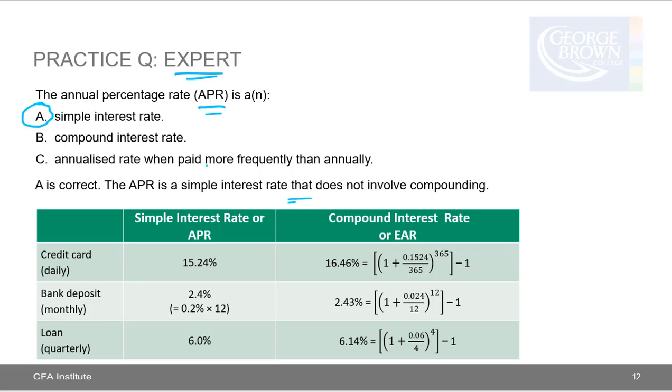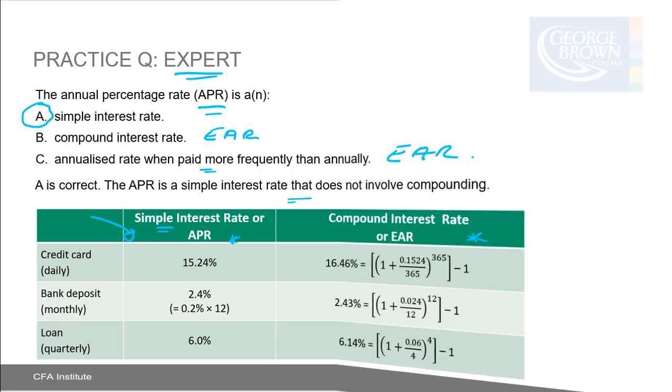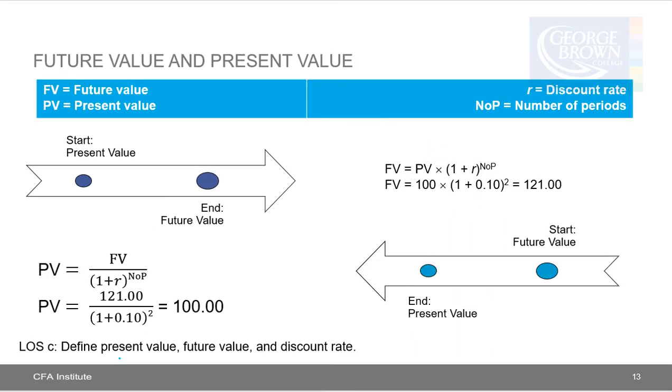So I just brought the table from the previous slide. You can see simple interest rate, or APR, and the compound interest rate, or EAR. So this relates to EAR, and this also relates to EAR. It's an annualized rate when paid more frequently than annually. I think you would agree that that question is not too difficult if you go through the material at a proper level. Learning outcome statement C is define present value, future value, and discount rate.